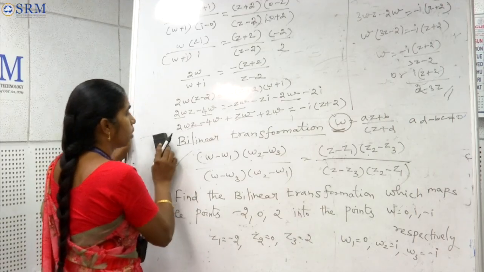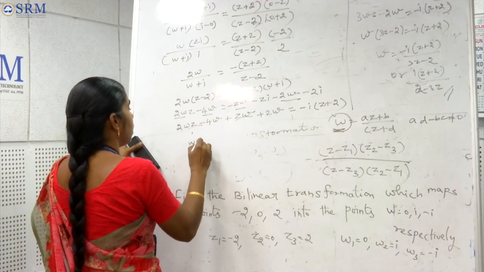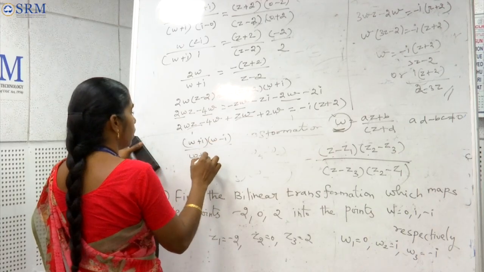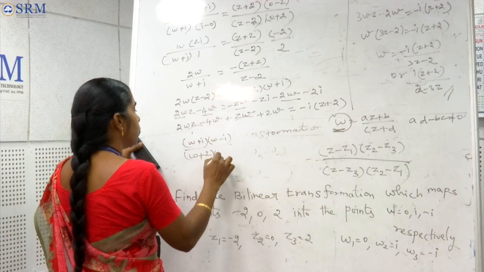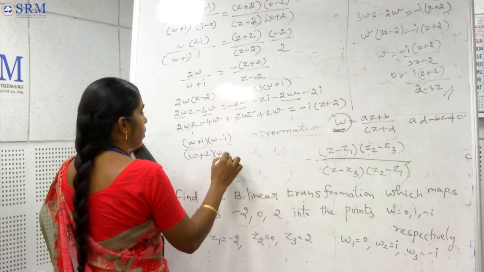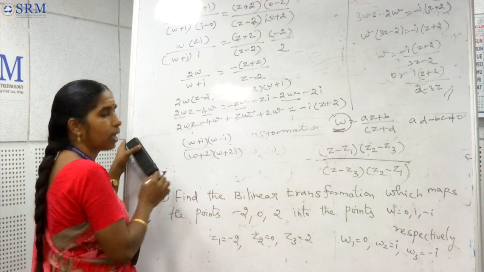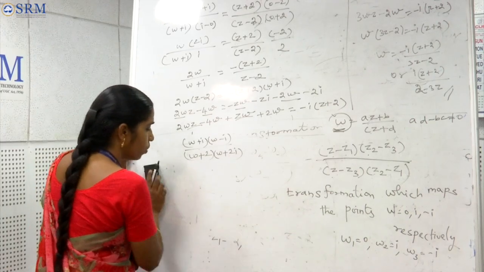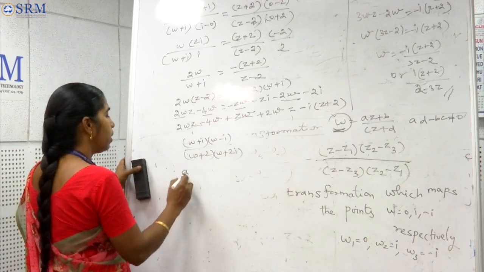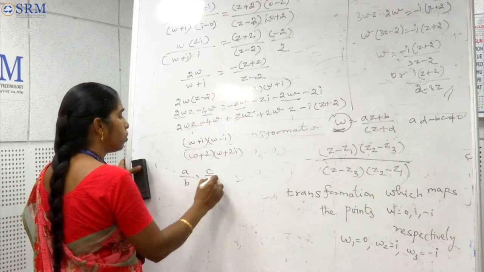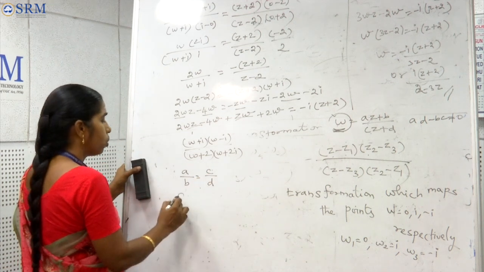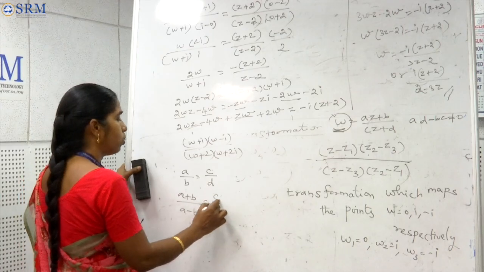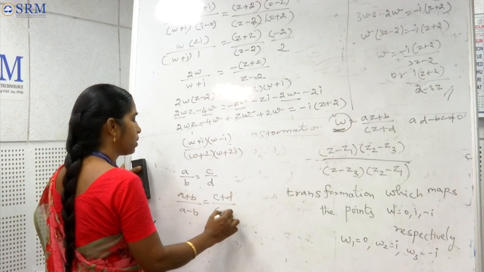Sometimes the question has W plus i or W minus i, or W plus 2i. When this happens, you use the componendo and dividendo rule. If A divided by B is equal to C divided by D, then (A plus B) divided by (A minus B) is equal to (C plus D) divided by (C minus D).